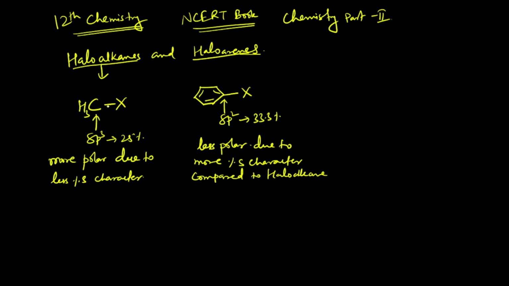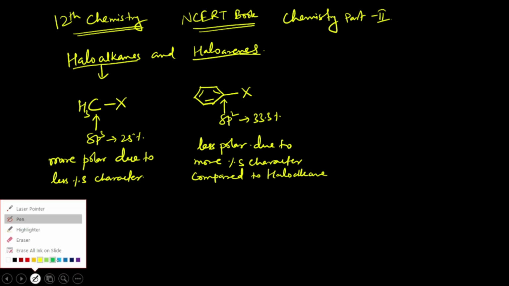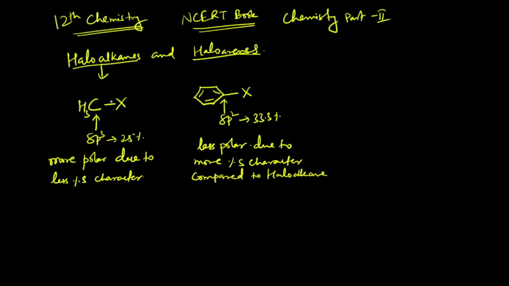This carbon will have less pulling effect on this bonded pair of electrons. So what will happen? This halogen will pull all the electron pair towards itself. Let me change the color and then I'll explain. See, here both electrons go towards this halogen, correct? Because here the percentage s character is less, the carbon does not have that pulling effect.